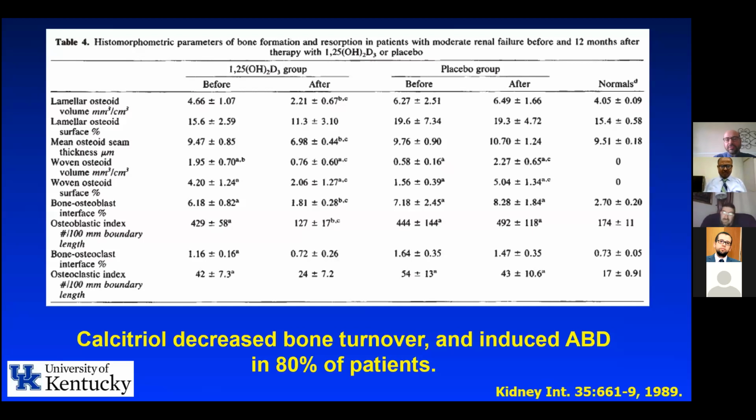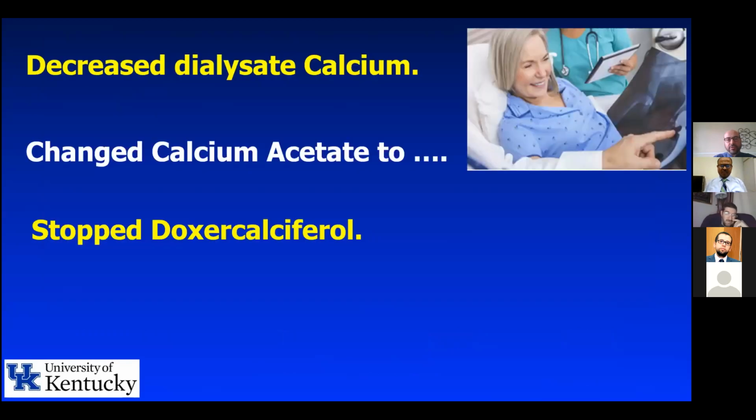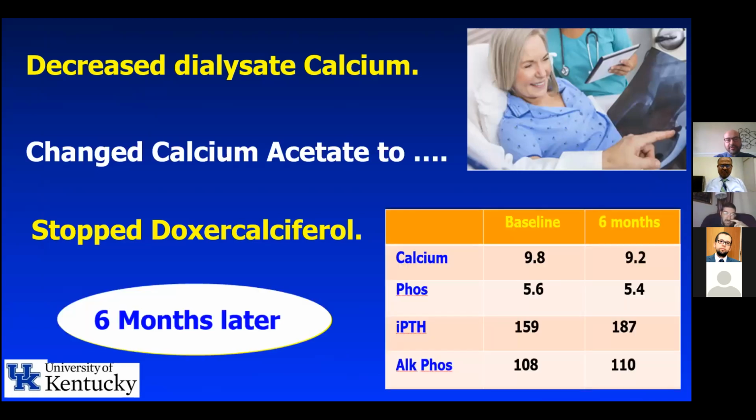So based on this very good study and other studies, yes, there is a good possibility that if you oversuppress the PTH, you can oversuppress the bone turnover and induce adynamic bone disease in a good portion of our patients. So we discussed that decreasing dialysate calcium might be helpful. Changing the phosphate-lowering agent from calcium-containing to non-calcium-containing might be helpful. And stopping the vitamin D analogs also might be helpful.